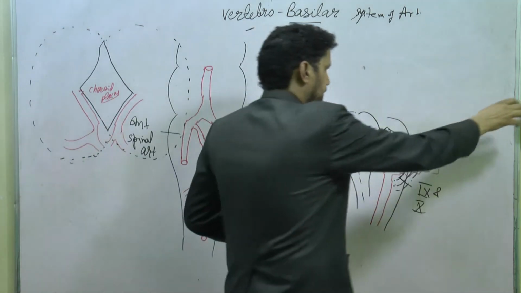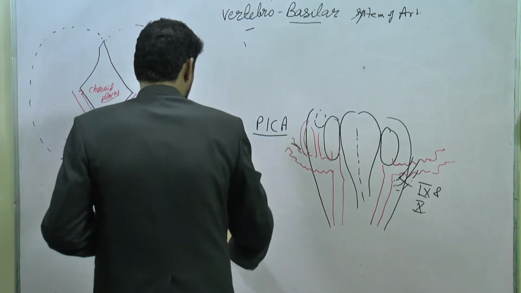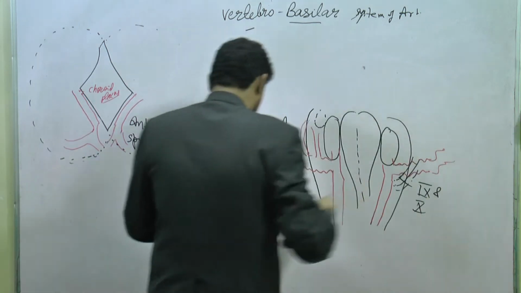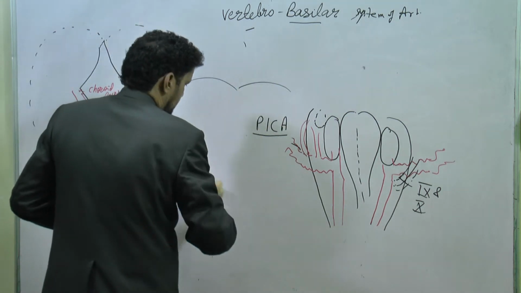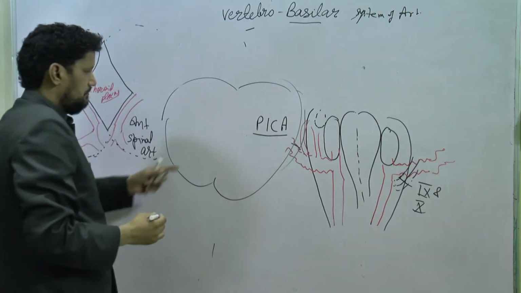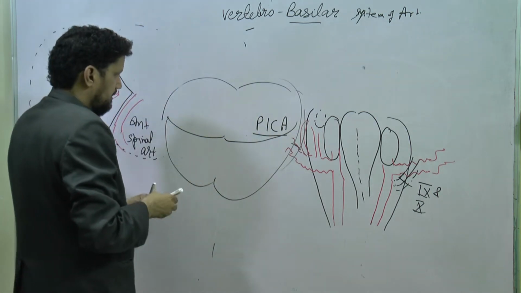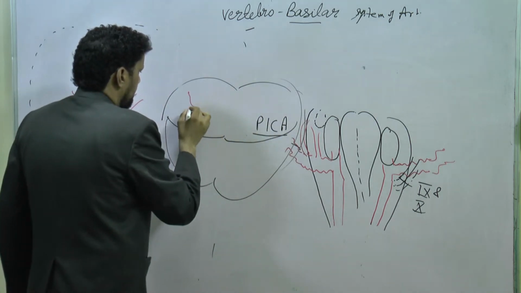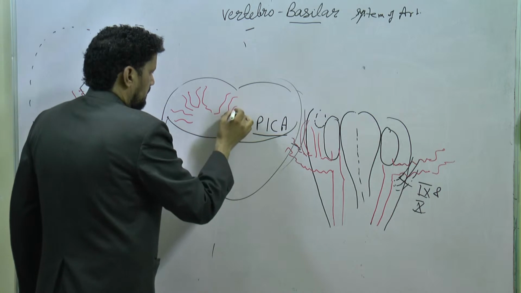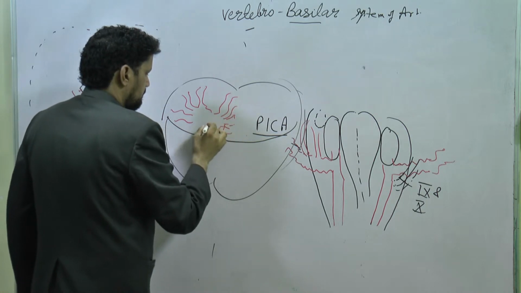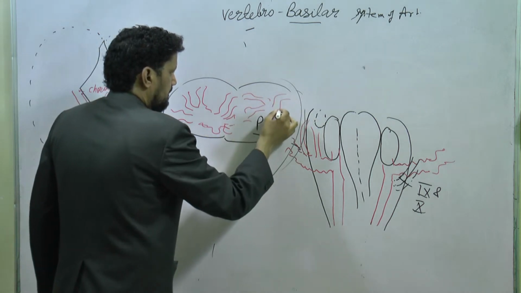On reaching the inferior surface of the cerebellum, the artery provides branches. This is the inferior surface of the cerebellum. This is the anterior part. So in this part the artery is dividing into medial and lateral branches, which ramify. These are to the vermis. These are medial branches and these are lateral branches.